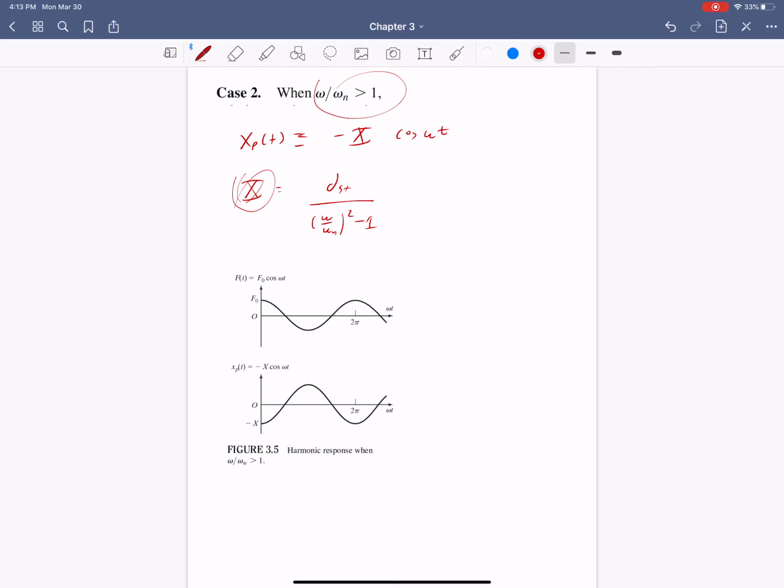It ends up being, if you take this negative and propagate it downward, it still is equal to dst over 1 minus omega over omega n squared. Like, it's still the same thing. I'm sure there's some rationale, but for the life of me, I haven't figured it out.